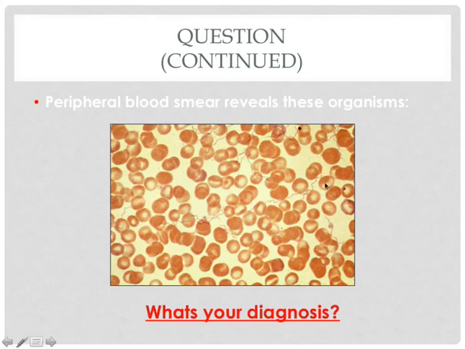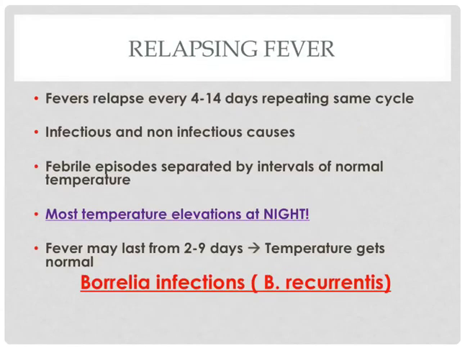What do you guys think? What kind of fever is this? So, relapsing fevers. Fevers and those squiggly lines, they were Borrelia recurrentis. Fevers relapse every 4 to 14 days, and it repeats the same cycle. So they have fevers in the same kind of range. They become afebrile, and then they spike fever again.